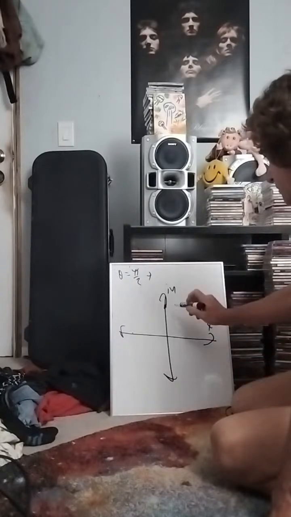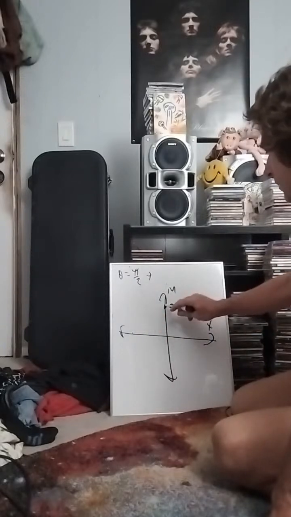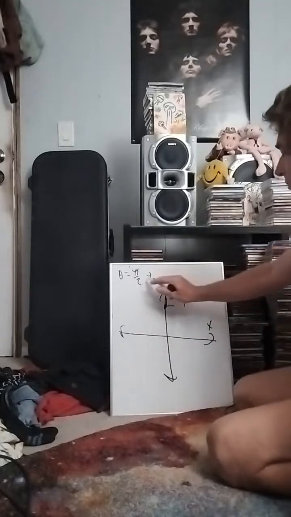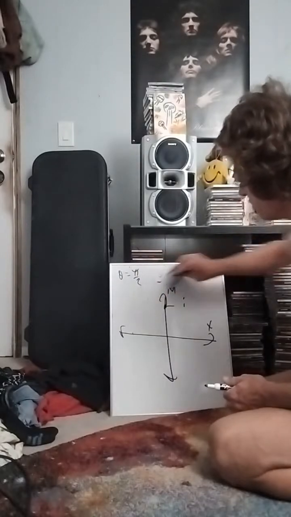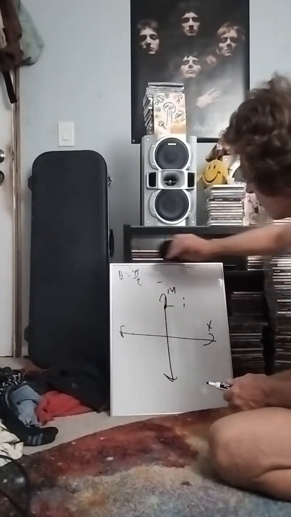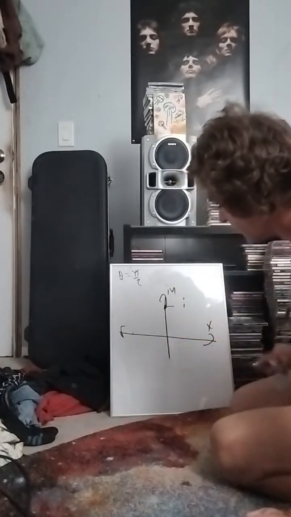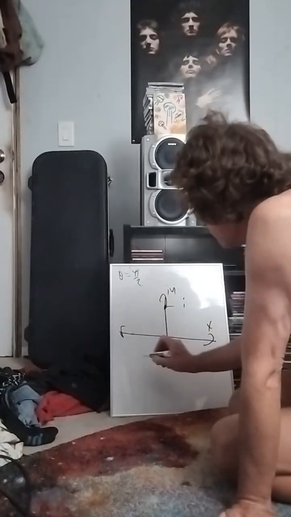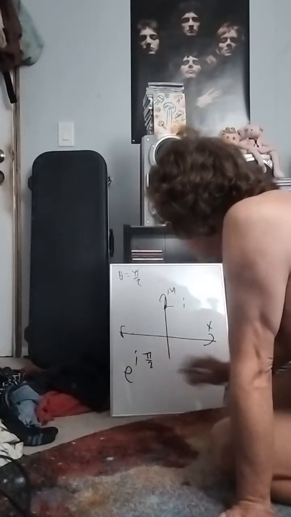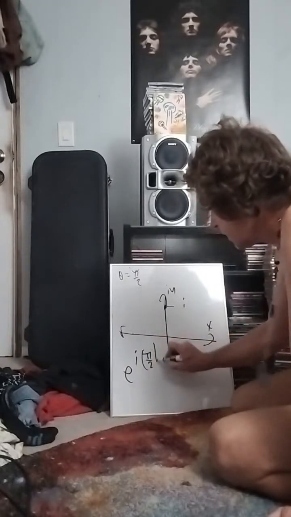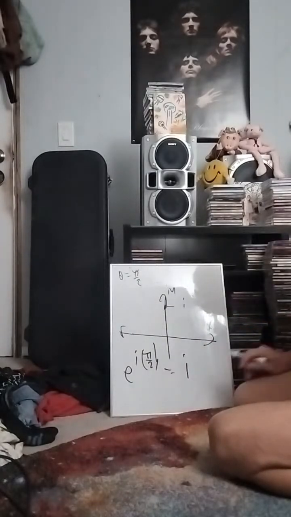That would be i, because the radius of the circle is 1, so that would be the point i. If theta equals pi over 2, then, using Euler's formula, e to the i pi over 2 equals i.